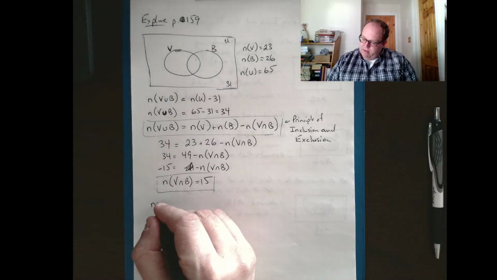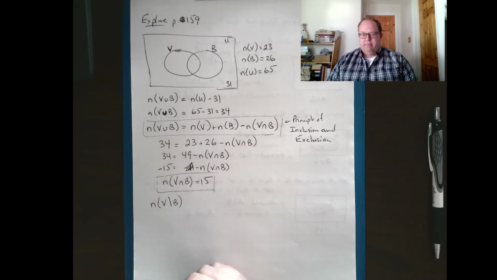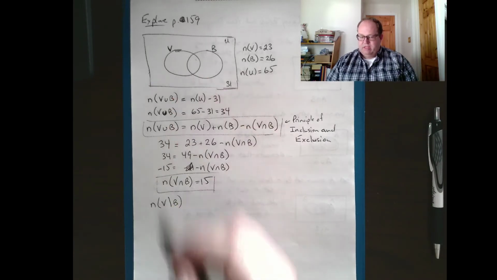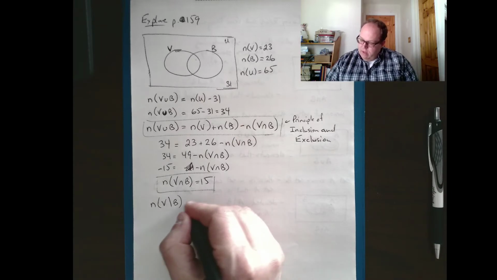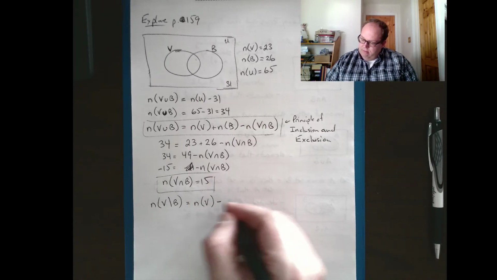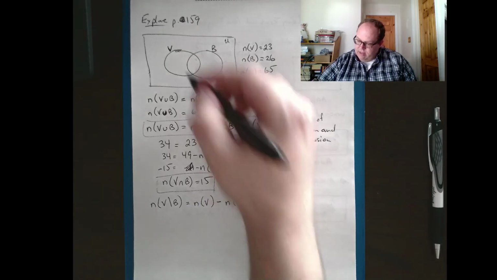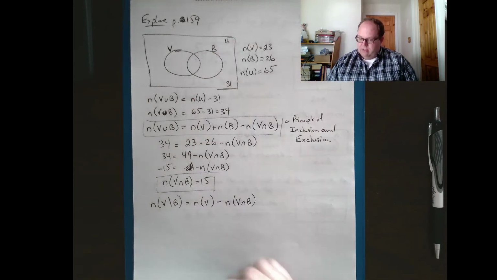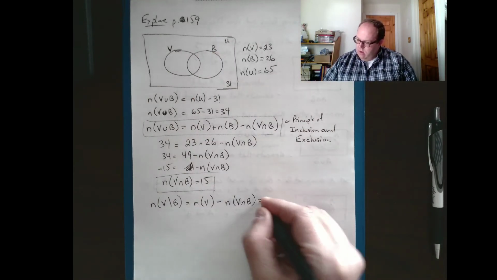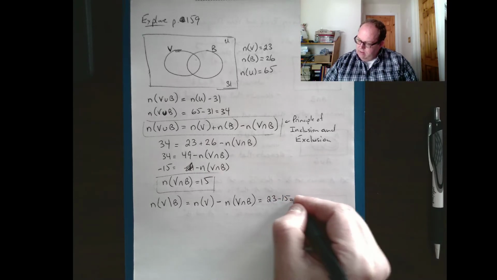The number of people in group V minus B, so everybody who just plays volleyball, that's going to be the number of people in V minus how many people are in the intersection. Basically the whole group minus this chunk. Or 23 minus 15 equals 8.